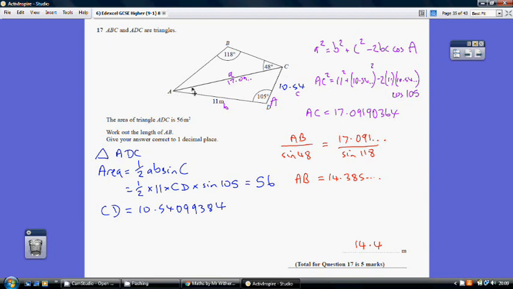So we now know the length of AC. Now that we know the length of AC, we've got a pair in a triangle ABC. So just to finish this off and work out AB, which is our goal, we can say that AB over sin 48, so the length that we require over its angle, the 48, equals our 17.091 divided by sin 118. So this over this angle here equals this over this angle here. So just working that through, we get AB being 14.3.